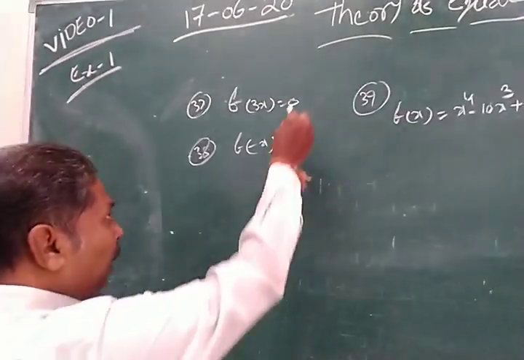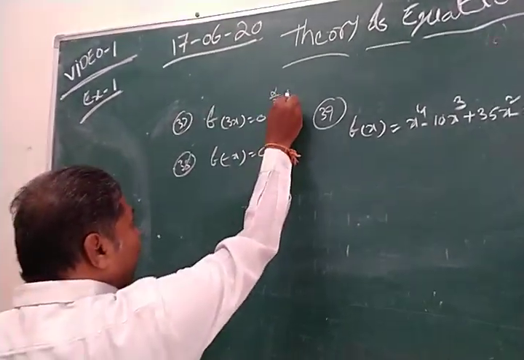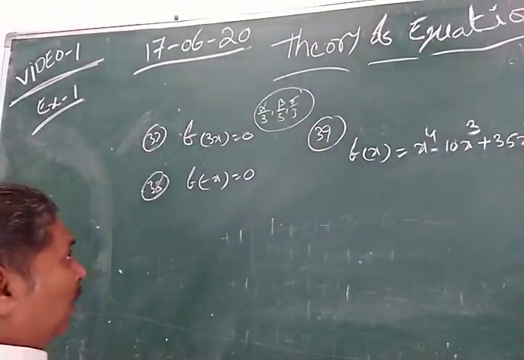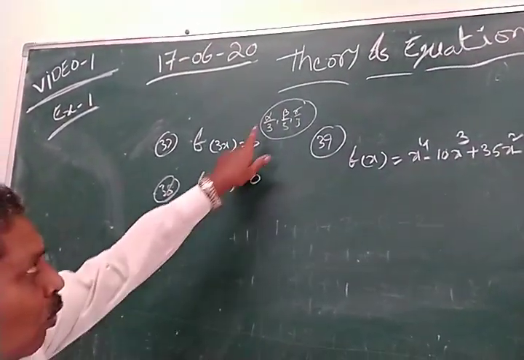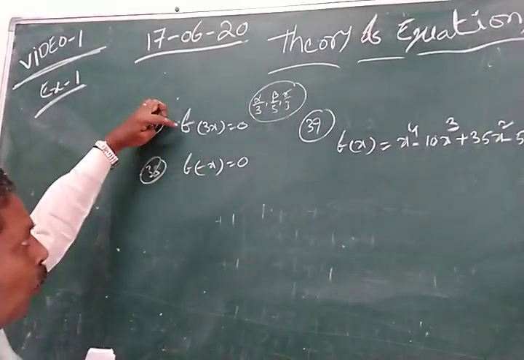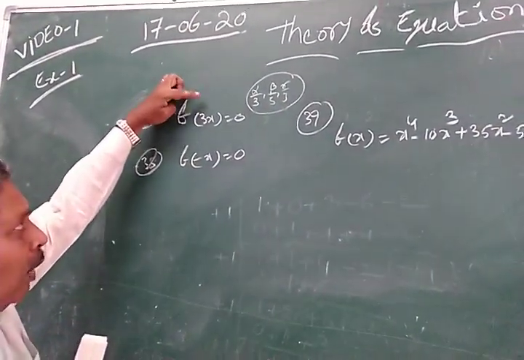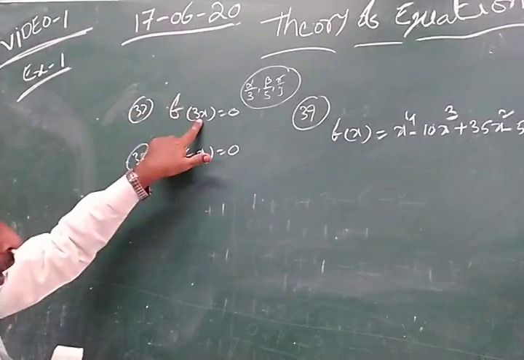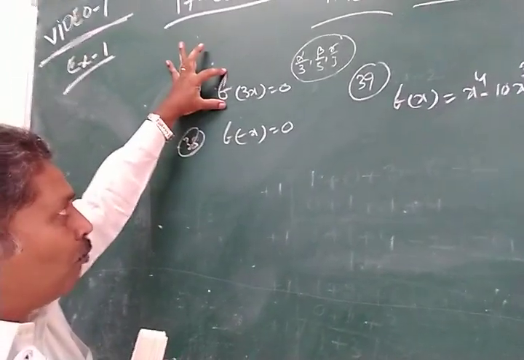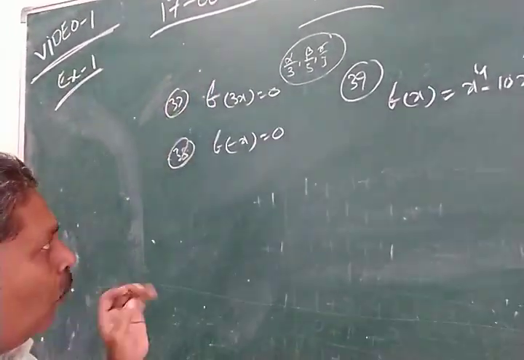37. Roots are given alpha by 3, beta by 3, gamma by 3. So, roots are divisible by 3. So, replace x with 3x, we get the answer. That means f of 3x equal 0.